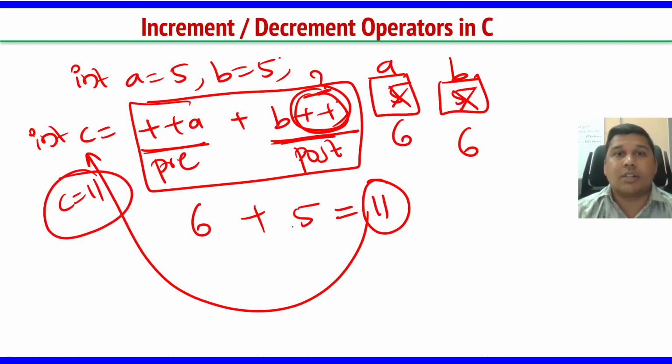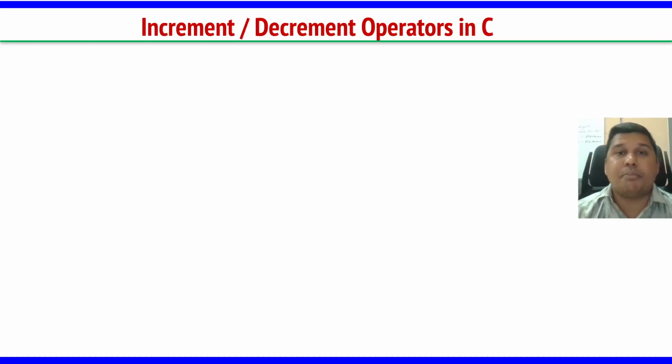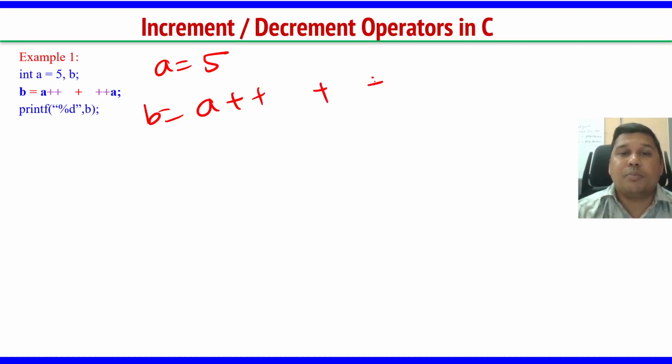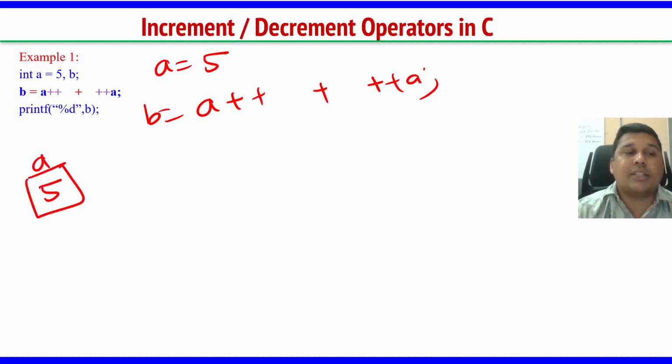This is how increment and decrement work. Let us see some small debugging questions. Let us see the first problem. Given a is equal to 5 and b = a++ + ++a. So, in a value I will draw the memory box like this, 5.